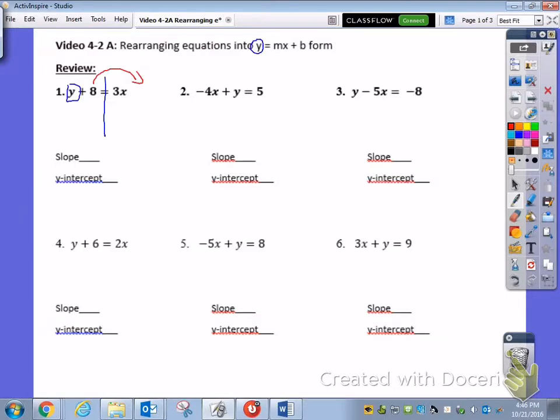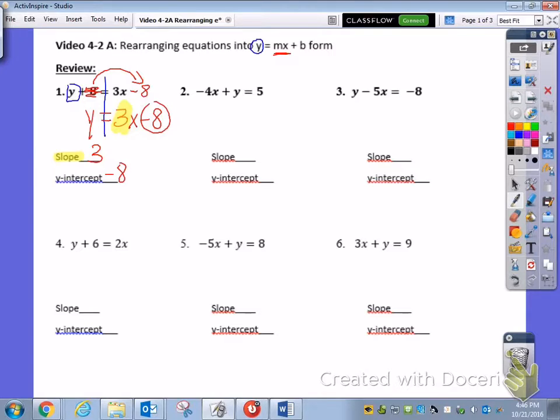Now, before you always wrote it kind of down underneath. I'm just saying write it to the other side like that. So the 8 moves. You got y equals, and we're used to putting x in the front, so let's keep 3x in the front. 3x minus 8. Now your slope is the one that always has the variable. So the slope is the one in front of the variable. That's 3. And my y-intercept is what is behind it. That is a negative 8.